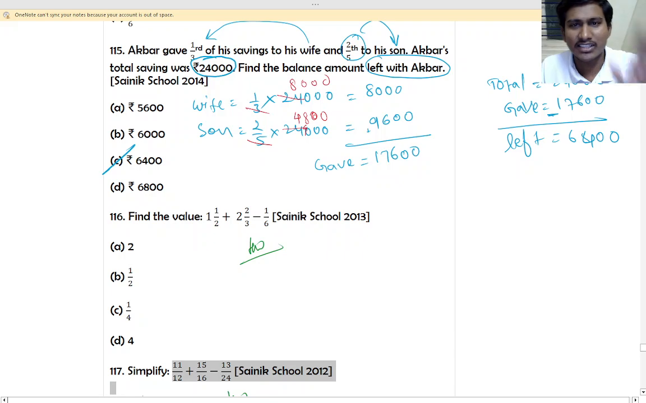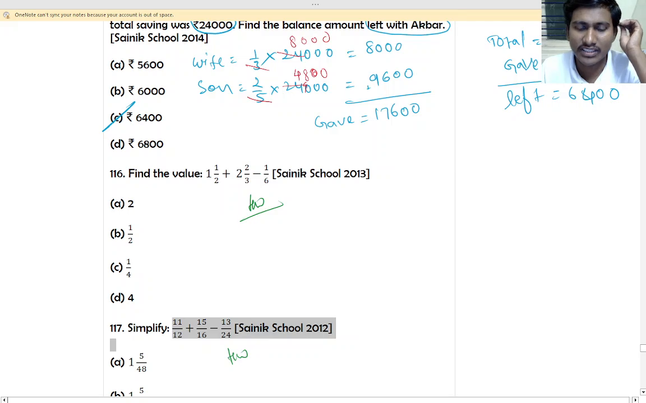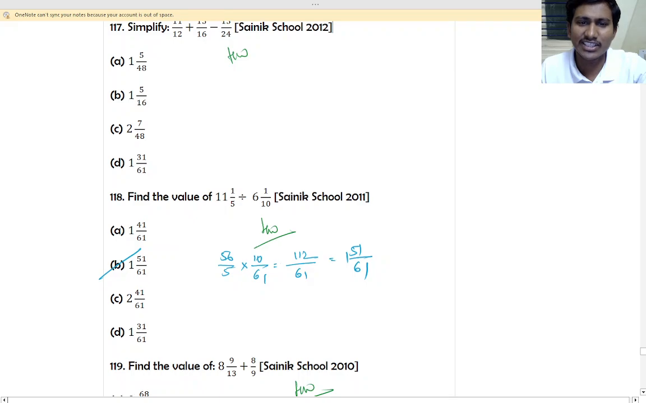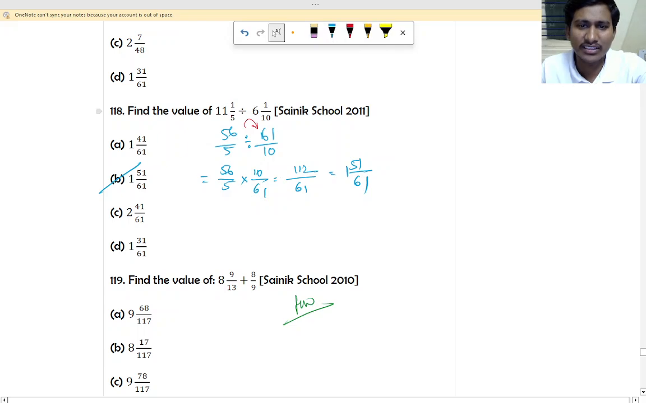Addition and subtraction we know, we have to take the LCM and do it. Okay, understand? So next question, what is the next question? That is 118. Just now we explained. 118 is also division. We have already done that, we have to take the reciprocal of this and multiply it here and do the cancellation. You will get the answer.